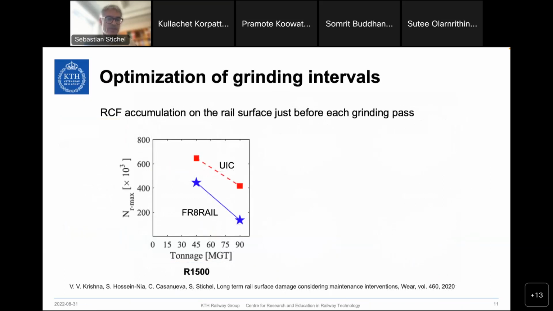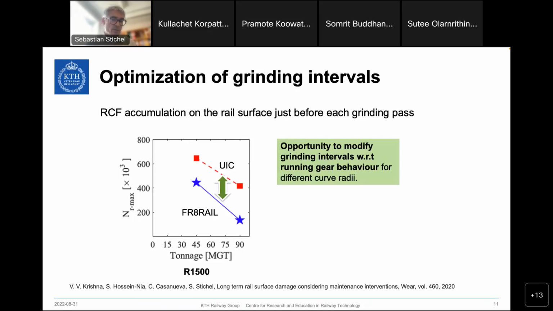And here on the vertical axis you can see how many contacts after a certain tonnage exceed the yield stress limit. I will come back to this a little bit later when I talk about the wheel. And you can see the standard UIC Y25 bogie has much more exceedances of the yield stress limit than the new softer radial steering Freight Rail bogie, and that would give you opportunities to modify your grinding intervals.